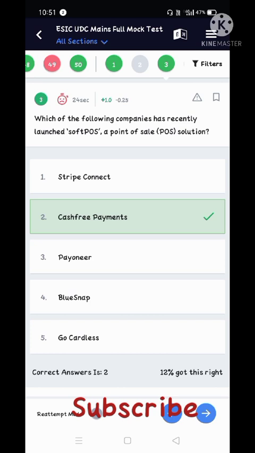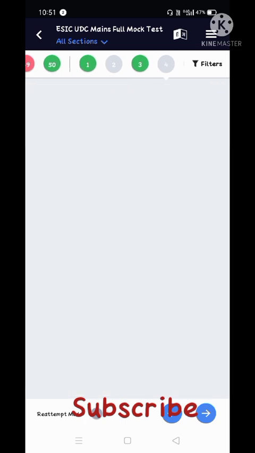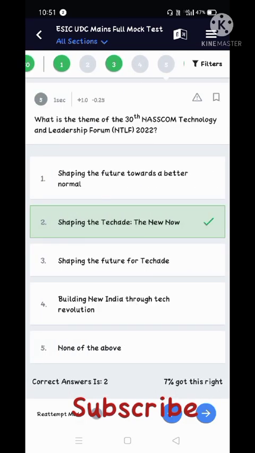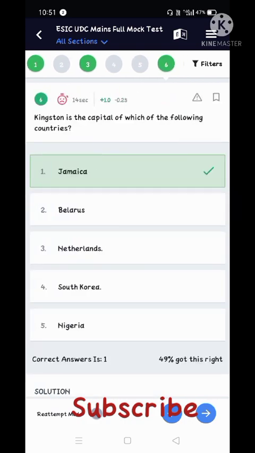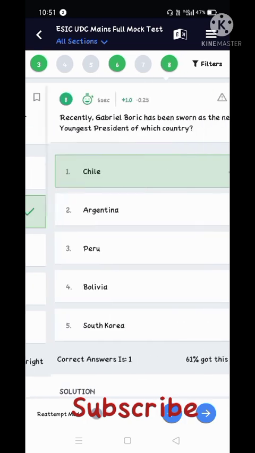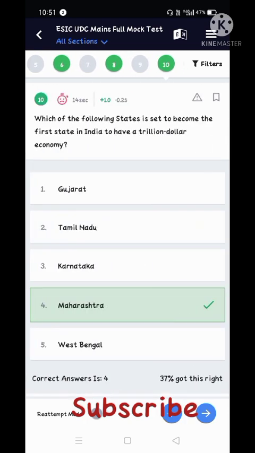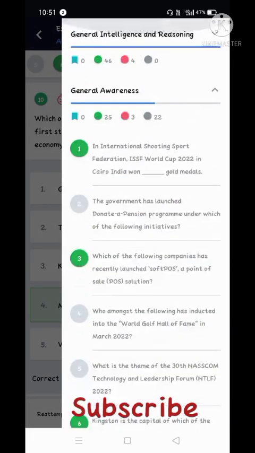So current affairs is a good portion and it's an interesting portion, but static GK is not interesting. I'm not interested in reading this static GK, but yeah, I have to read this to boost my marks in the exam. So that's the portion of general awareness.